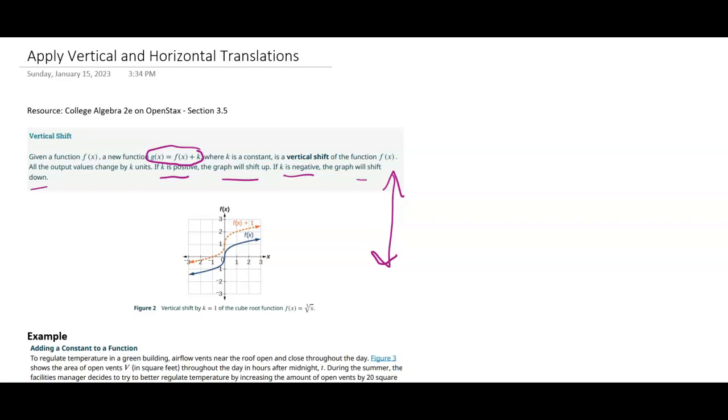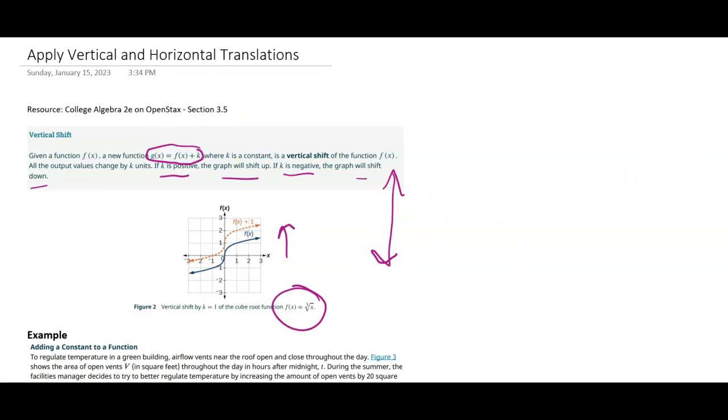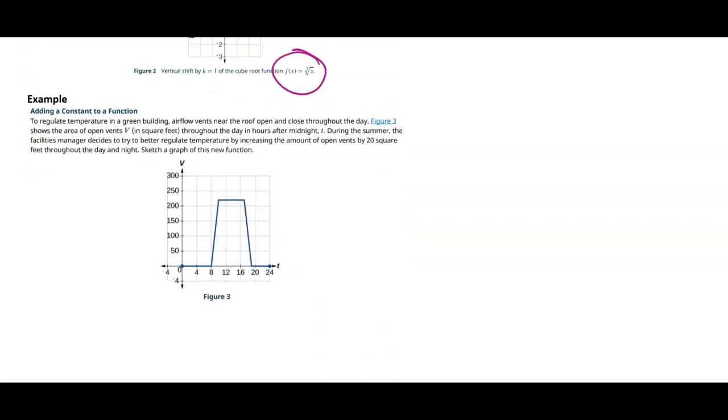So if I have this function, the cubic function, and I add 1 to all of the outputs, that's going to make my y values increase. So let's look at this function here.